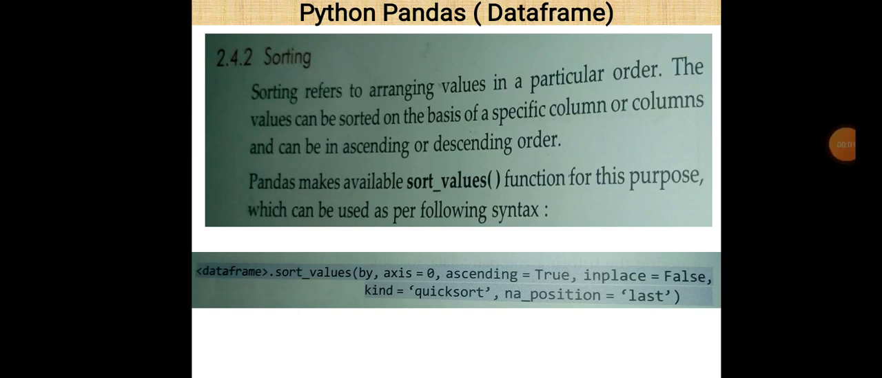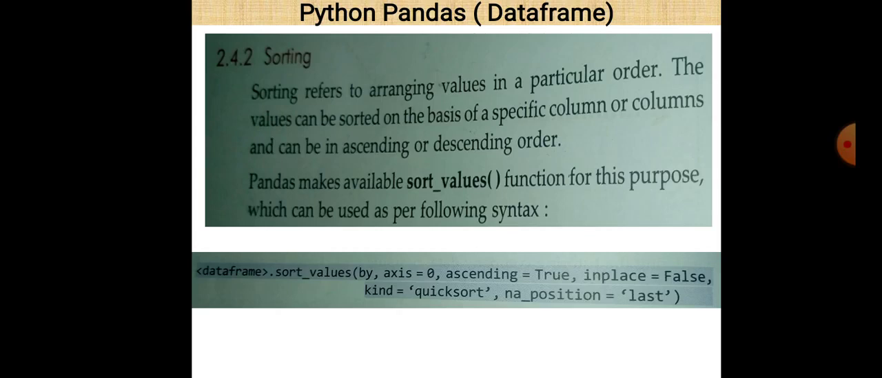Good morning, students. Today our topic is Python pandas, and in this lecture we are going to discuss sorting. So let's start. Sorting refers to arranging values in a particular order. The values can be sorted on the basis of a specific column or columns, in ascending or descending order.